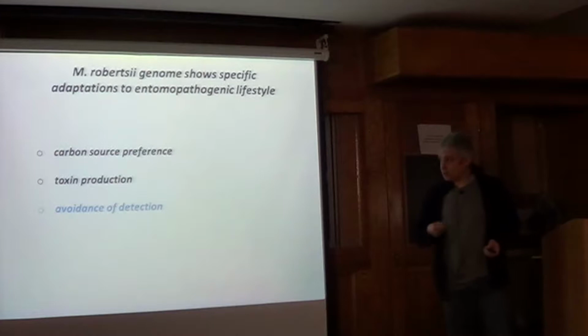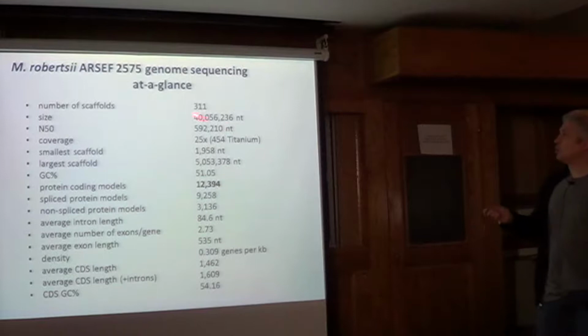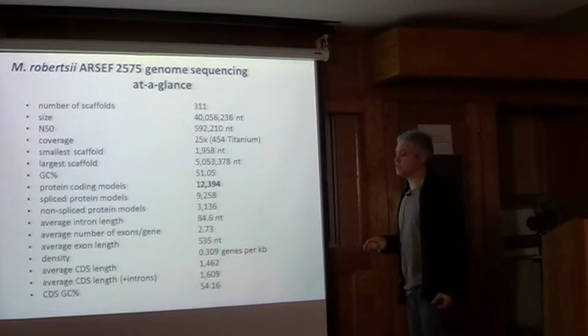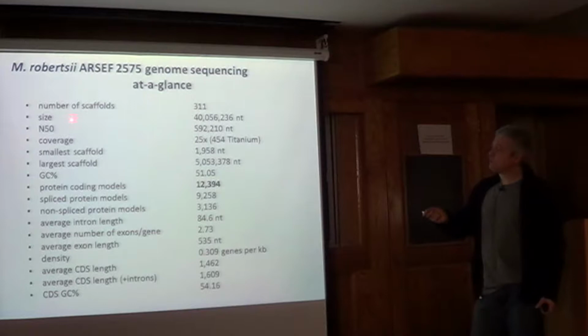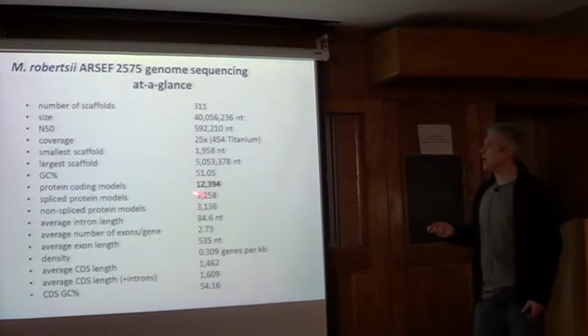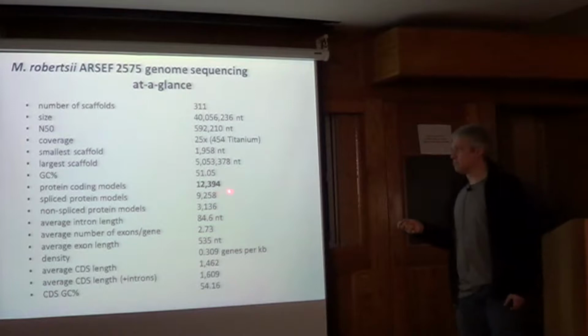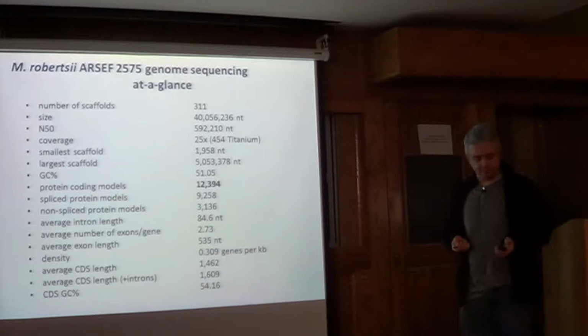So, just to show you something about the genome of this fungus, this slide is to tell you that this is just an average ascomycete. It's a genome of 40 megabases, and has a number of protein coding gene models, 12,400, so it's more or less what we expect from our average ascomycete.